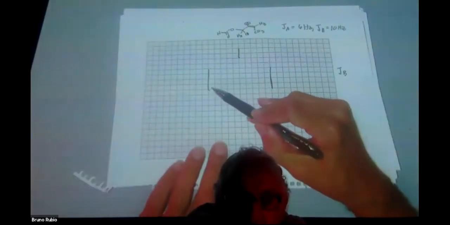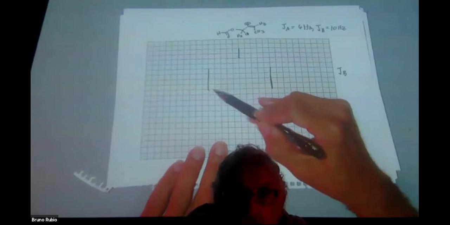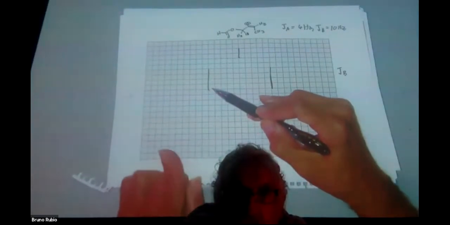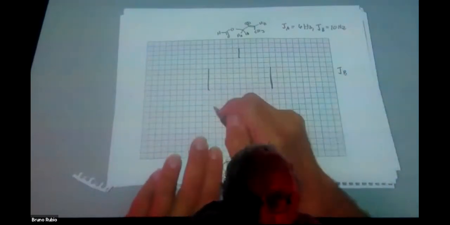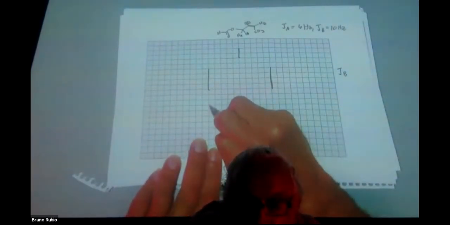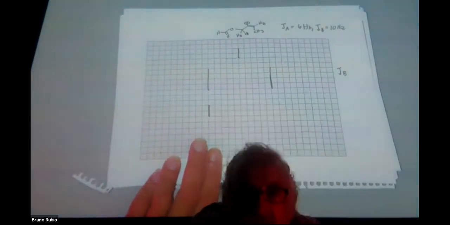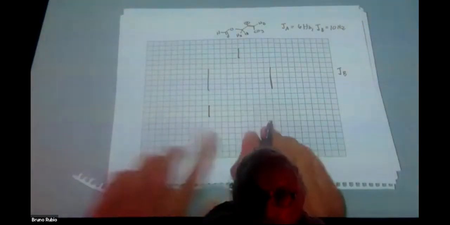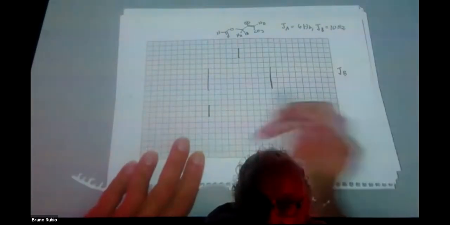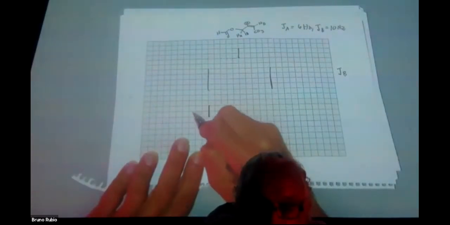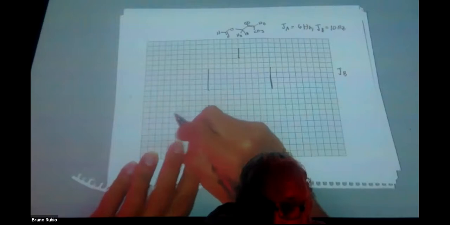Excuse me. I conveniently made this line 4 squares long. So now I'm going to split this guy into a triplet with a 1 to 2 to 1 intensity pattern. So that means 2 squares high there. And now go out 6. Go out 6. 1, 2, 3, 4, 5, 6. Oh, thank God, it fit on the paper.